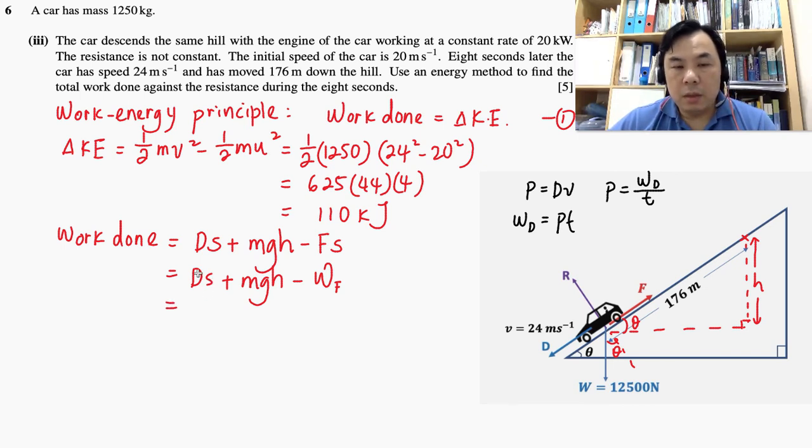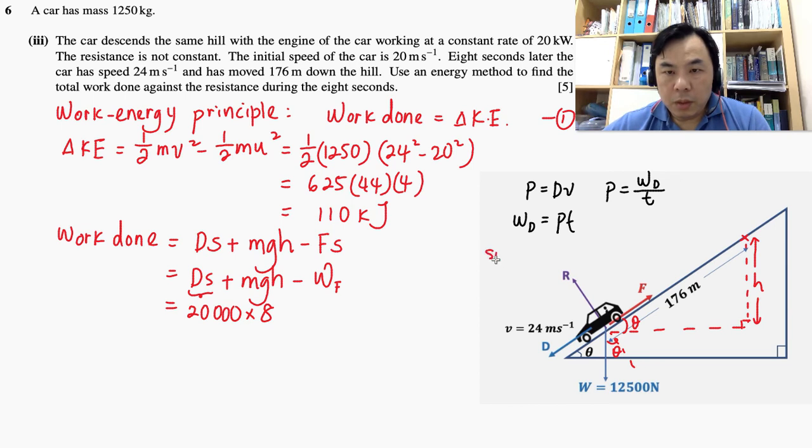So this part, instead of writing ds, we can write it as power multiplied by time itself. We have the power, which is 20,000, and then we have the time, which is 8 seconds. That will be the work done by the engine. And then it's going down the same slope, so the sine theta must be equal to 0.1, which is the same as before.